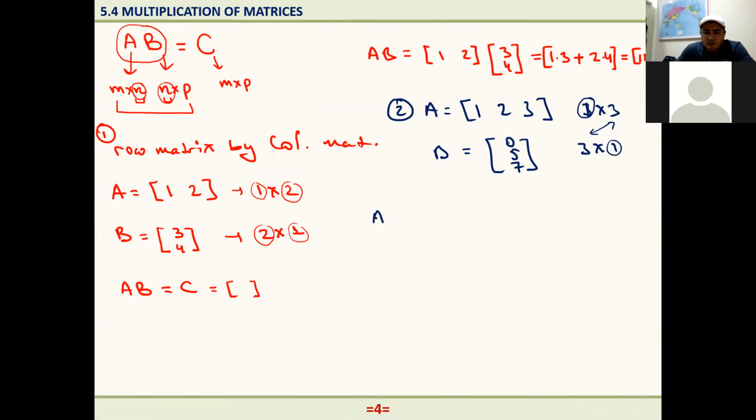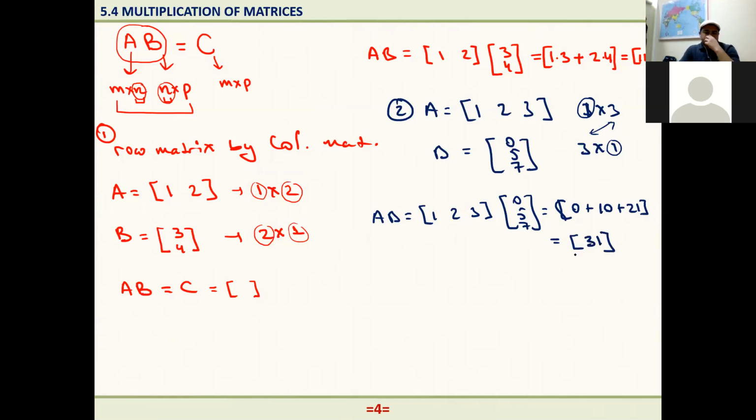Again, to multiply A times B, let me write 1, 2, 3, and here we have 0, 5, 7. By the definition, we multiply the corresponding entries and add them up. So 1 times 0 is 0, plus 2 times 5, that is 10, plus 3 times 7, which is 21. So the resulting matrix will be 0 plus 10 plus 21, that is 31.